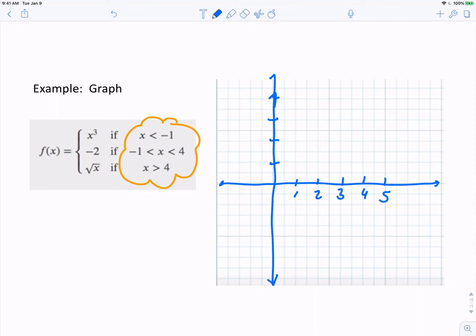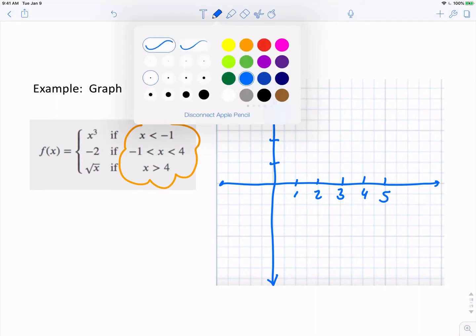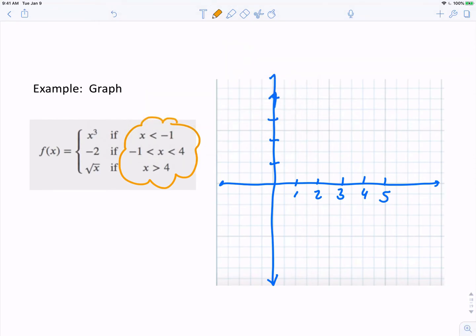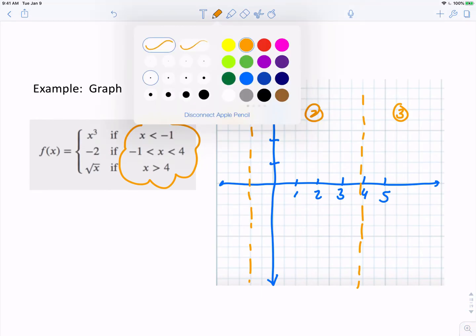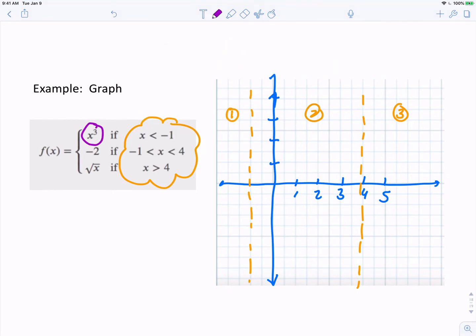Okay. So when we look at our domain, it's been divided to the region where x is less than -1. So here's region 1. Between -1 and 4, so here's region 2. And where x is greater than 4, so here's region 3. And we're going to do the same thing that we did before. So in the first region, we have f of x is equal to x cubed. So that's the region where x is less than -1.